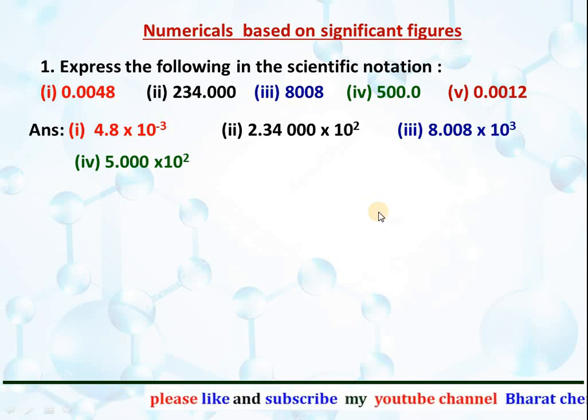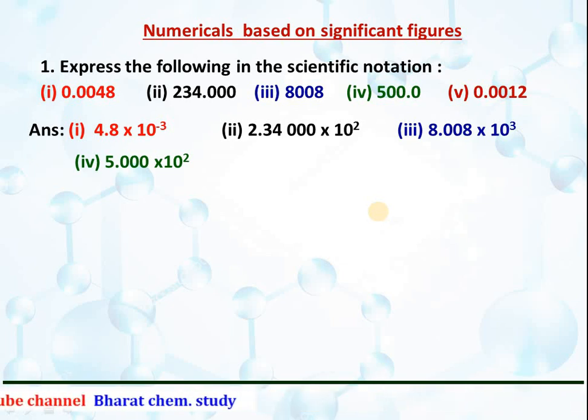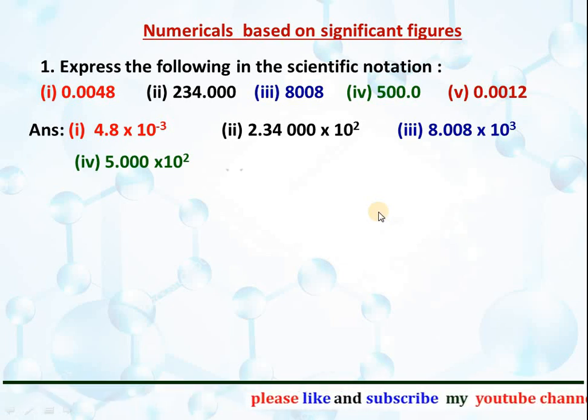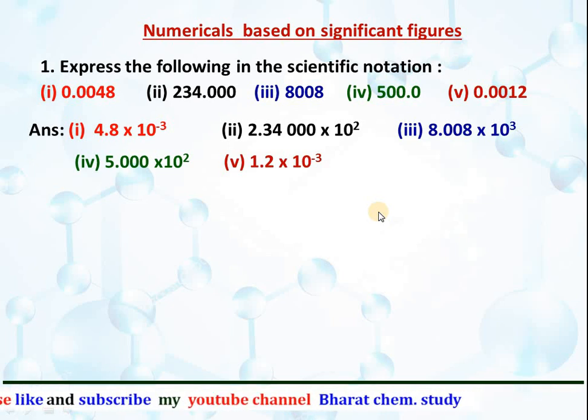In the fifth question, again we have to displace the decimal 3 digits towards the right. So the answer is coming to be 1.2 into 10 to the power minus 3.